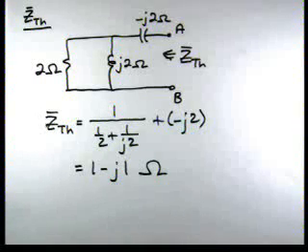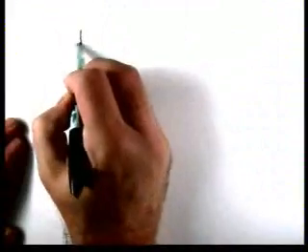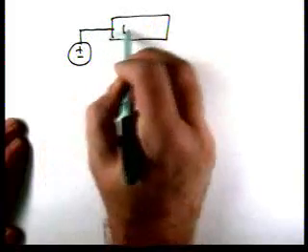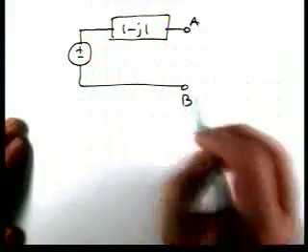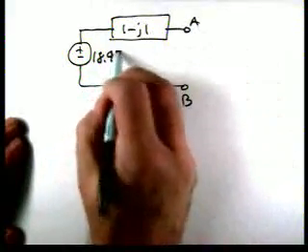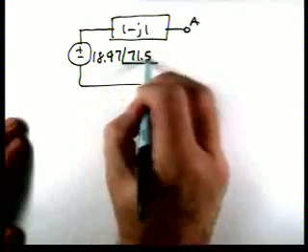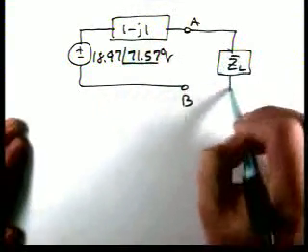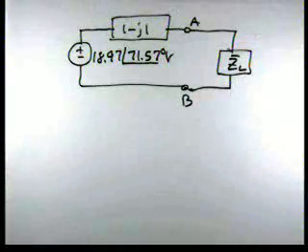Now, in our problem solving strategy for maximum average power transfer, the second step is to draw the Thevenin equivalent circuit and hook our load ZL back up. So Z Thevenin is 1 minus J1. So here's our Thevenin equivalent circuit. The open circuit voltage is 18.97 at an angle of 71.57. Now we're going to hook up ZL. So that completes step 2.